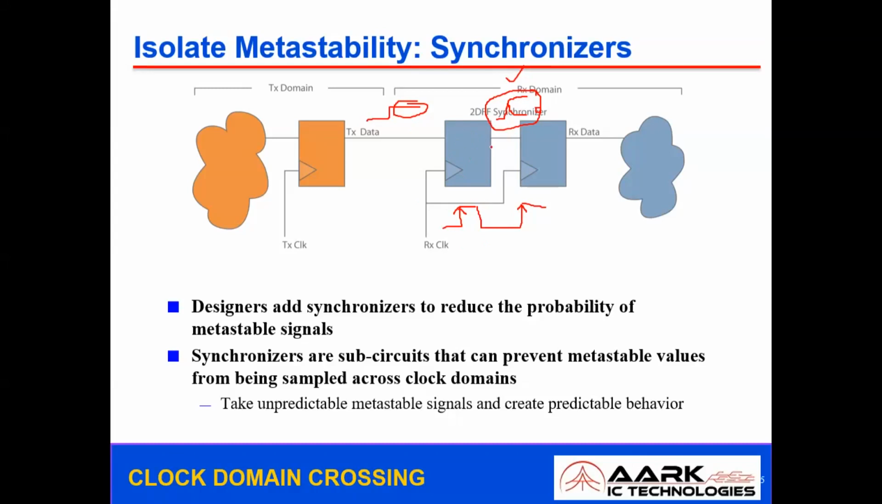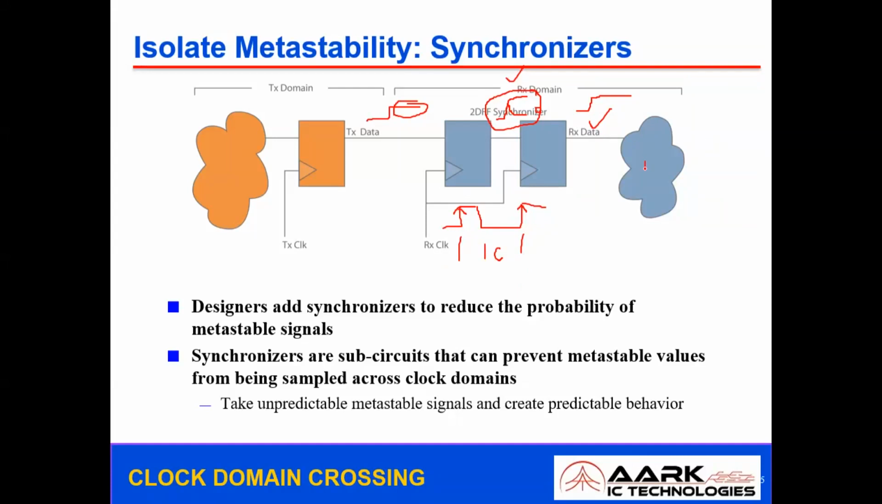Now this data is captured by this one. By the time it reaches this stage, this data might get a proper stable value. If you can spend one clock cycle more, then there is a possibility that you might get a stable data. So at the expense of one clock cycle, there is a possibility that you might get a stable data at the receiving end also. So this is called a two-stage synchronizer.